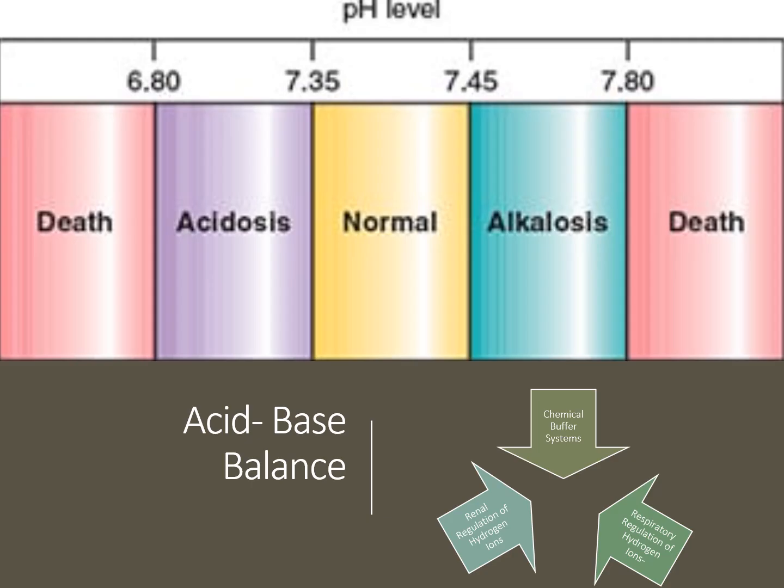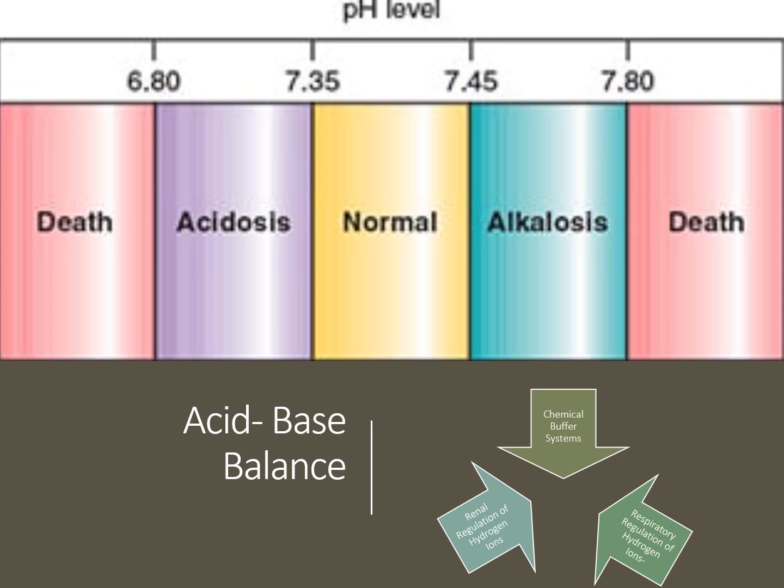The lungs regulate pH by controlling carbon dioxide levels. CO2 combines with water to form carbonic acid. When CO2 levels rise, the respiratory center increases breathing rate to eliminate it, raising the pH. When CO2 is low, breathing slows to retain it, lowering the pH. This system acts quickly, but it's a short-term fix.